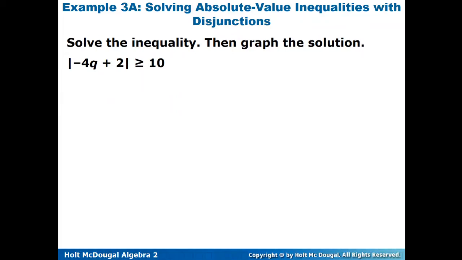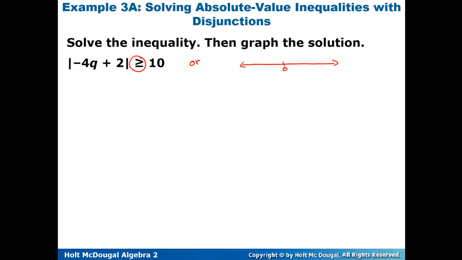So let's do a practice one here. Solve the inequality, then graph the solution. Okay, so the very first thing we want to do is rewrite the absolute value as a disjunction. And why is it a disjunction? Because this symbol says greater, so we're going to use the word or. Let's just write this out so we can get a visual for what this is going to look like.